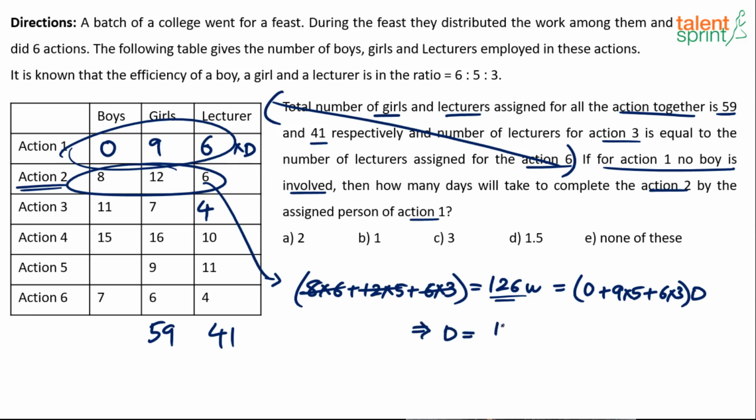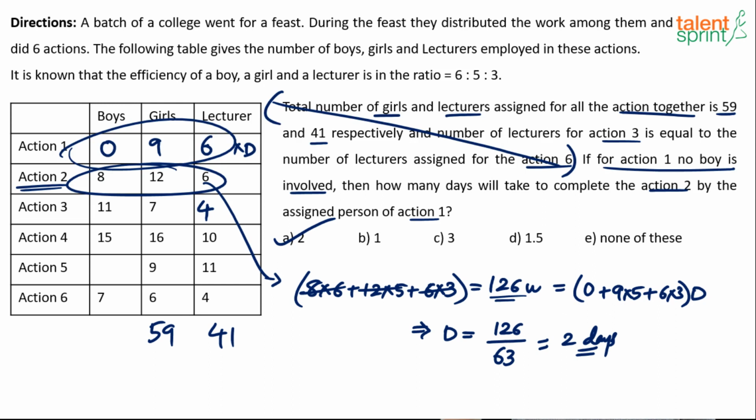D is equal to 126 by 9 boys into 5 and 6 girls into 3. 18 and 45, so that is 63. How much is that? 2. So we can say 2 days. So what this group does in 1 day, this group would take 2 days. Yes, sir? So that's what we are trying to calculate.